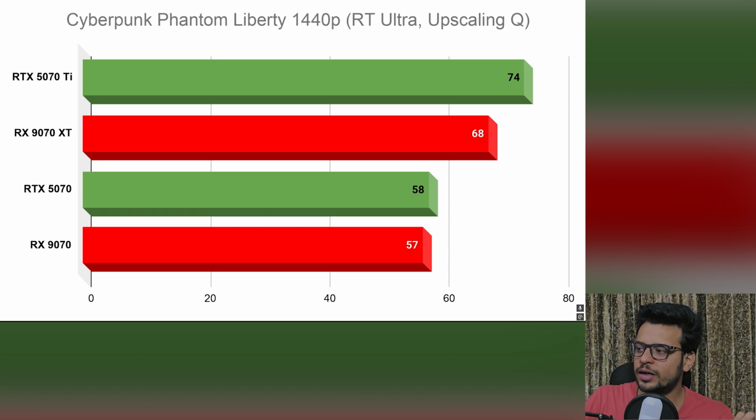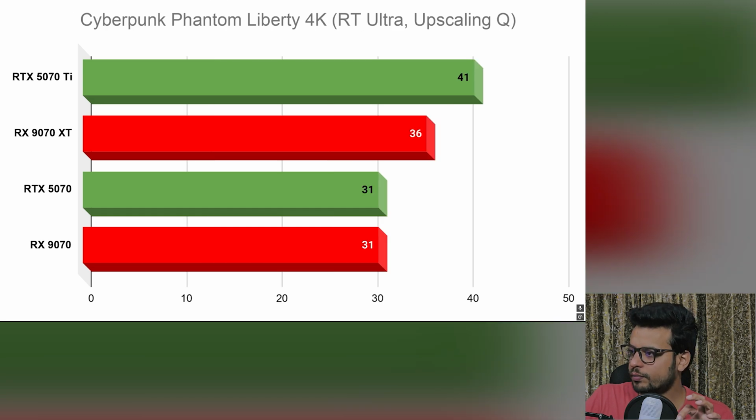So Cyberpunk Phantom Liberty 1440p ultra ray tracing and quality upscaling. The 5070 Ti gets us 74 FPS, 9070 XT gets us 68 FPS, 58 for the 5070 and 57 for the 9070. Phantom Liberty 4K ultra ray tracing and quality upscaling, 41 FPS for the 5070 Ti, 36 for the 9070 XT, 31 for the 5070 and 31 for the 9070.